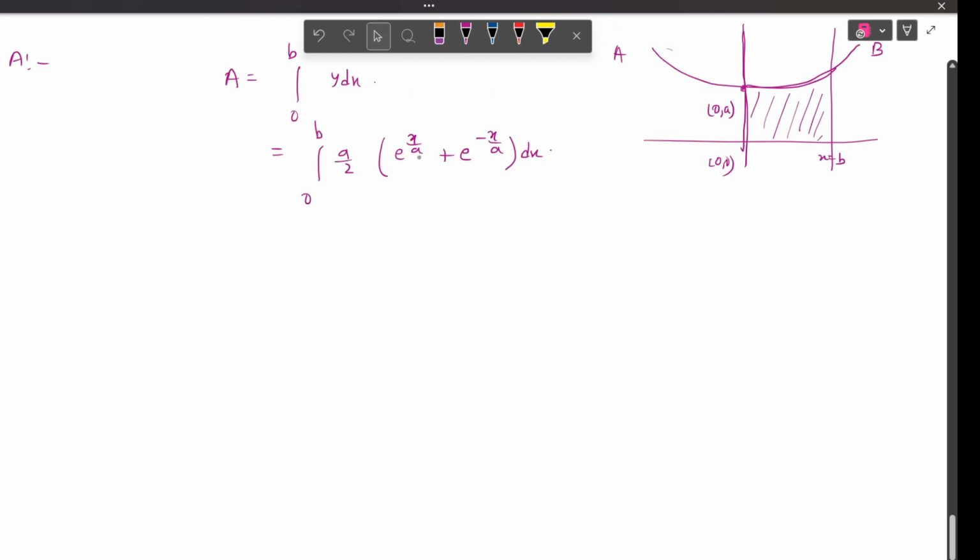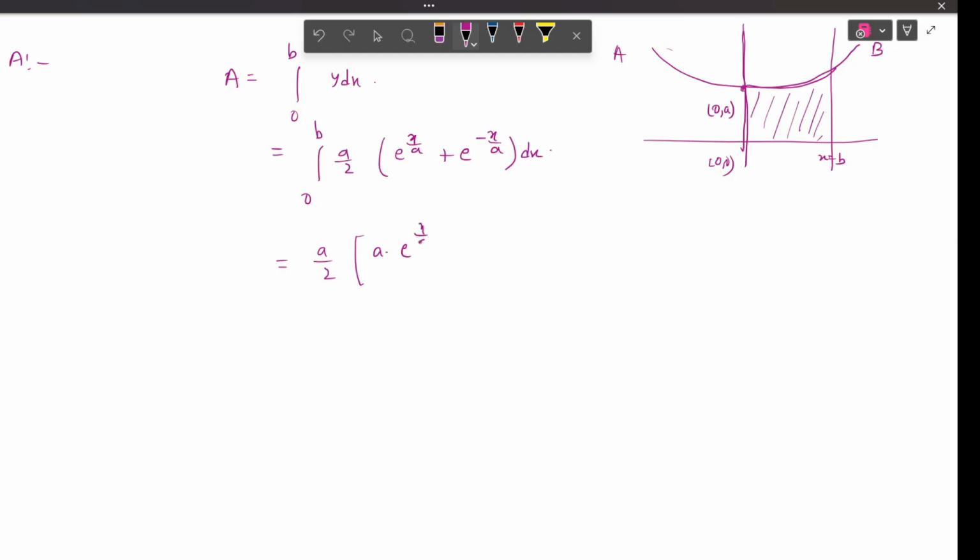Now we know e to the power x integration is e to the power x, but here it is e to the power x by a. So divided by 1 by a would be there. So it would be a by 2 divided by 1 by a. So a into e to the power x by a, and this would be minus a into e to the power minus x by a, from 0 to b.